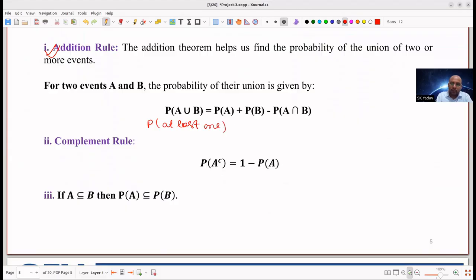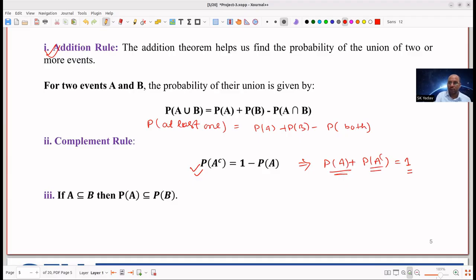P of A union B is P of A plus P of B minus P of both. So this is the rule here. And the complement of an event you already know. This implies P of A plus probability of A complement is 1. That means probability of happening of A plus probability of non-happening of A, total probability is 1.